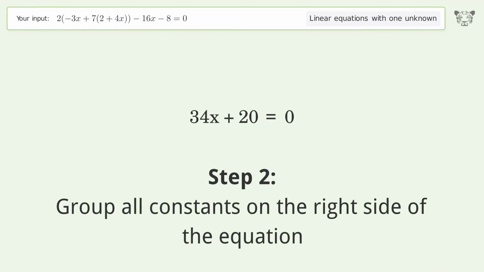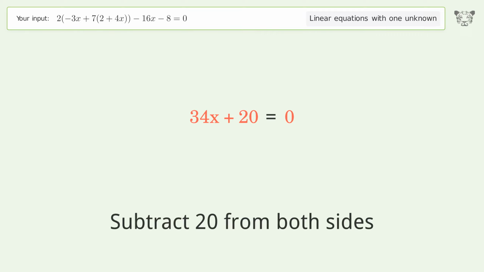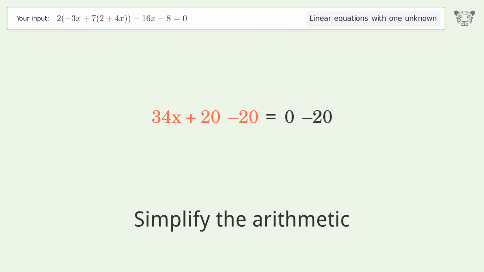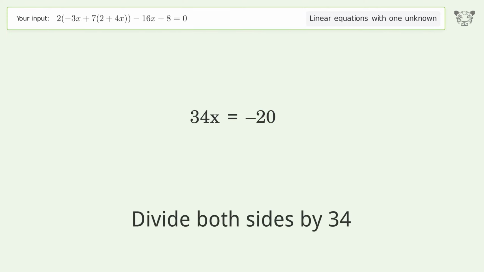Group all constants on the right side of the equation. Subtract 20 from both sides. Simplify the arithmetic. Isolate the x. Divide both sides by 34.